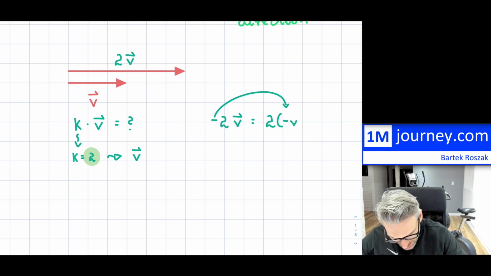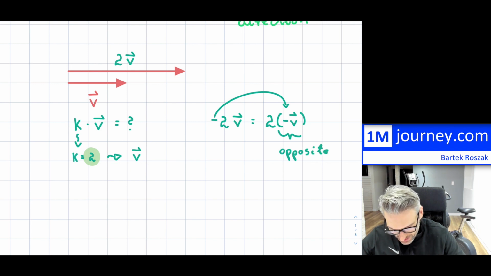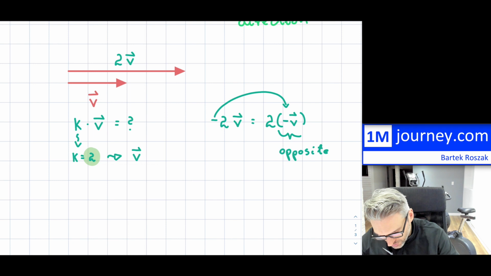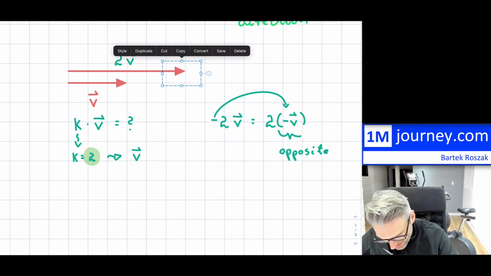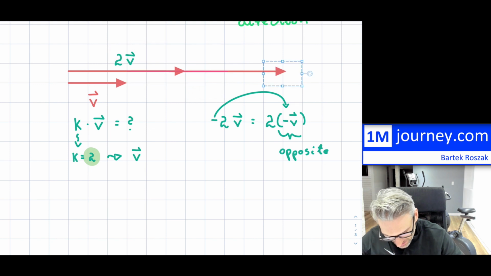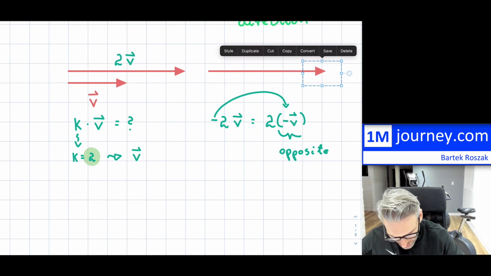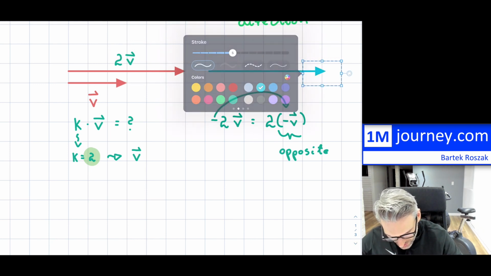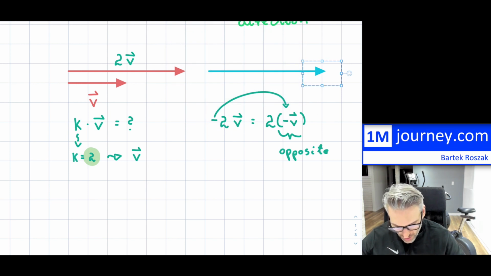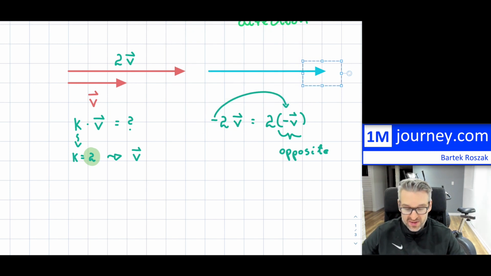And as you can see here, if we write it like this, it is just the opposite vector. So it just goes in the opposite direction. And that's exactly what happens. So let me take this particular vector. Let's duplicate it, and maybe I will change the actual color here. So let's make it blue. It's certainly twice as big, but now it's opposite. So it means it is now in the opposite direction.